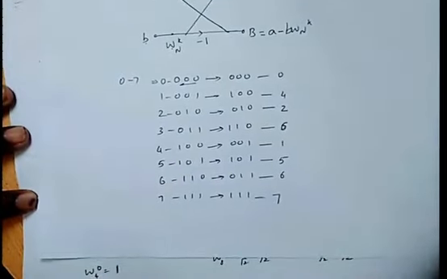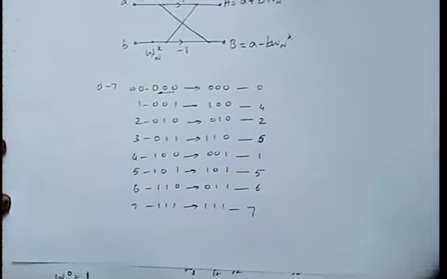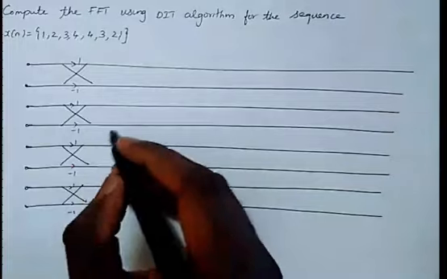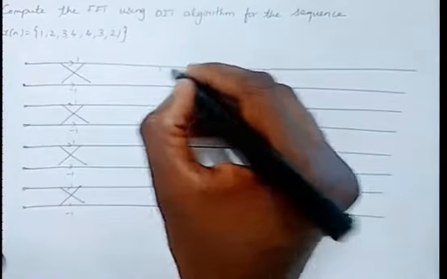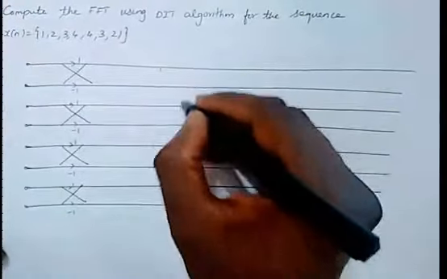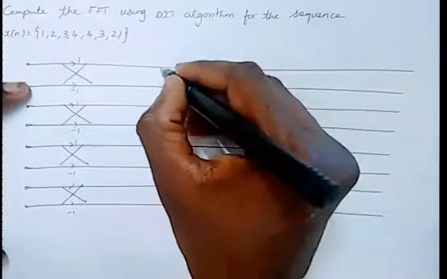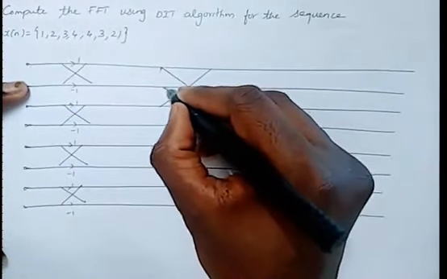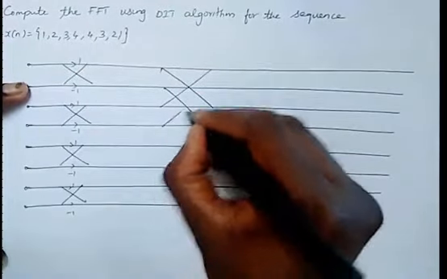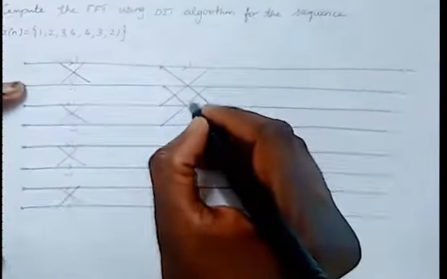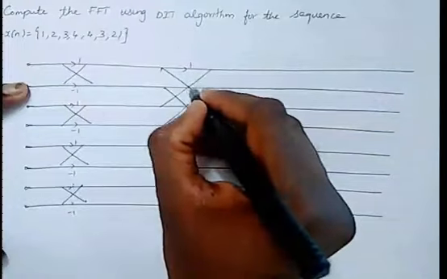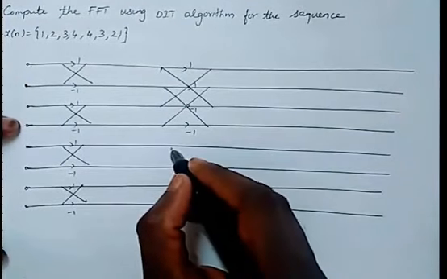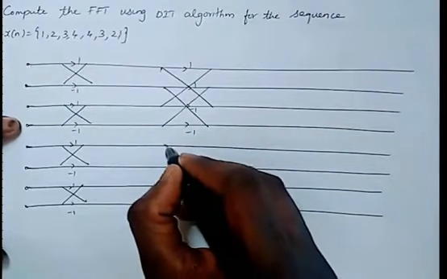So without wasting much time, let's go into the problem. What I'm doing here is drawing the structure. It's very easy. In the second stage, lines 1 and 3 will form the pair. Just connect 1 and 3, and connect 2 and 4. Here the weight is going to be 1, here is going to be minus 1, here 1 and minus 1. And here we have line 5 and 7 forming a pair.